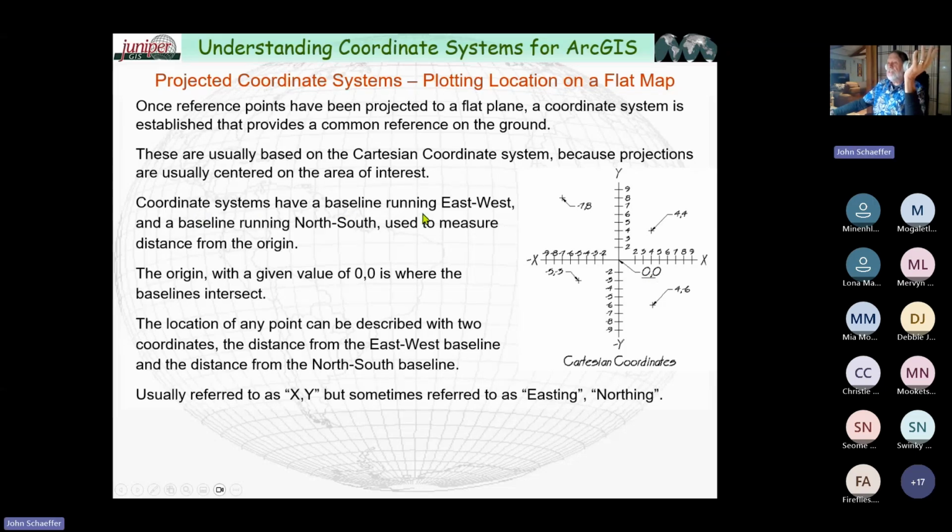The coordinate system has a baseline running east-west and a baseline running north-south, used to measure distance from the origin. So this is what I showed you before. The origin, with a given value, and we'll talk about this again, of 0, 0 is where the baselines intersect. The location of any point can be described with two coordinates, the distance from the east-west and the distance from the north-south baseline. Usually referred to as XY, but sometimes as easting or northing. So instead of latitude and longitude, now we're saying XY or easting, northing. Or I suppose you could say westing and southing. I don't know. Come on.